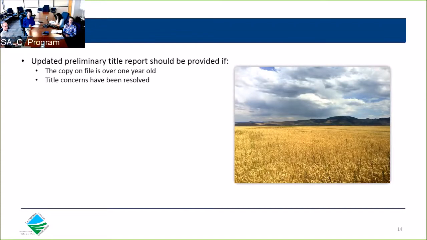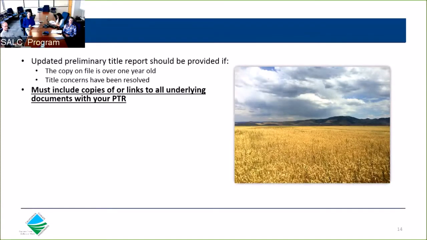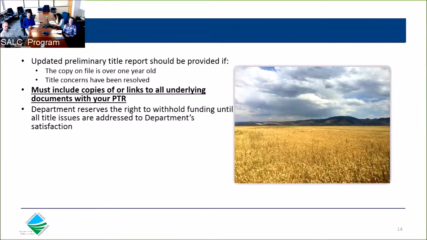Please keep in mind that when we request a PTR, we are also requesting all underlying documents associated with that report. These documents are most easily submitted as hyperlinks within the PTR itself. If the title report is not hyperlinked, you will need to email us copies of all of the underlying documents. Delays in submitting your underlying documents for a project may result in delays in the department's project review. The department reserves the right to withhold funding until all title issues are addressed to our satisfaction.